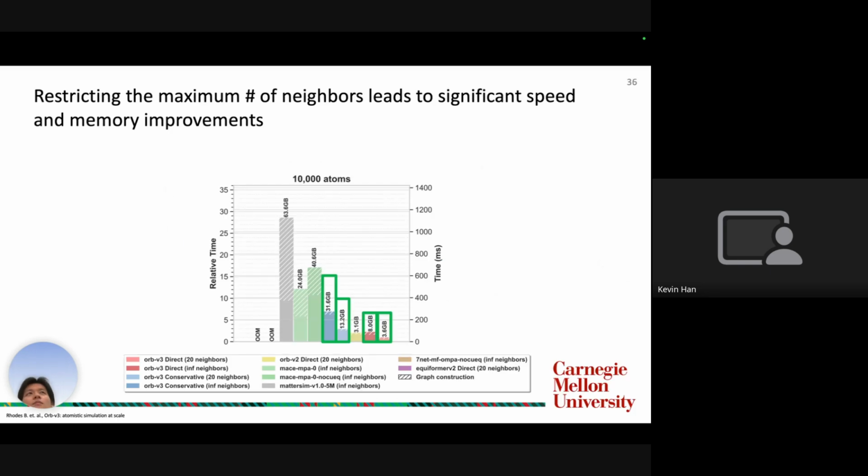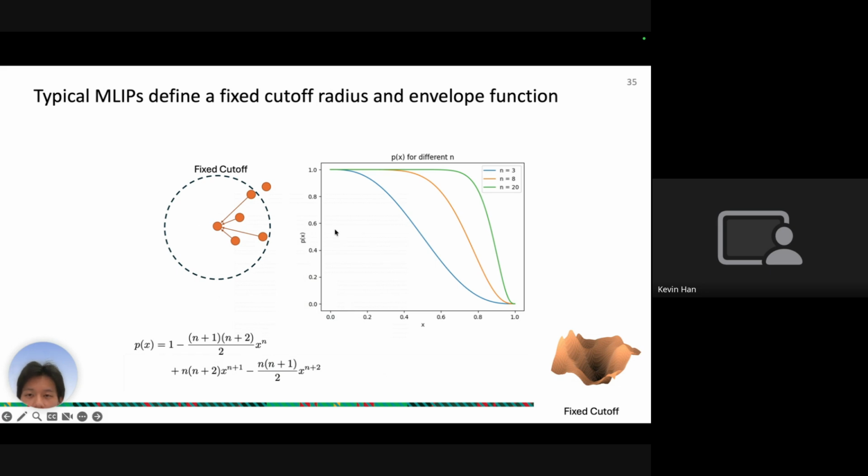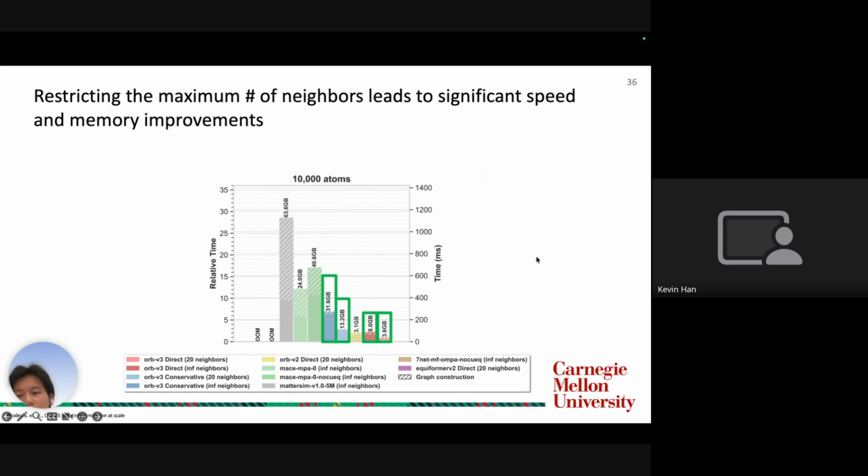But what people have found in maybe the most recent year or so, maybe several months, is that instead of taking all the neighbors within this fixed cutoff of 5 or 6 angstroms, what if we restricted it, and took only the 20 nearest neighbors, or a maximum of 20 neighbors or 40 neighbors to a particular center node?